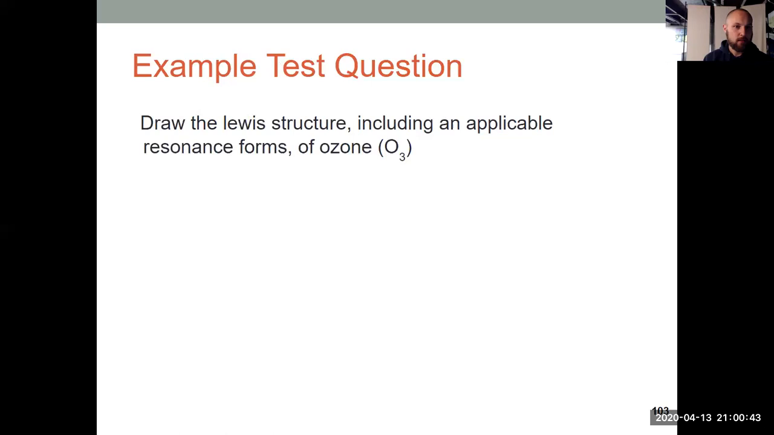Another one, okay, tying together a couple ideas, is to draw the Lewis structure of ozone, O3. Okay. That's really good practice as well. There are two resonance contributors of ozone. The electron pair geometry is trigonal planar. The molecular geometry is bent. So you can try that one for practice as well.